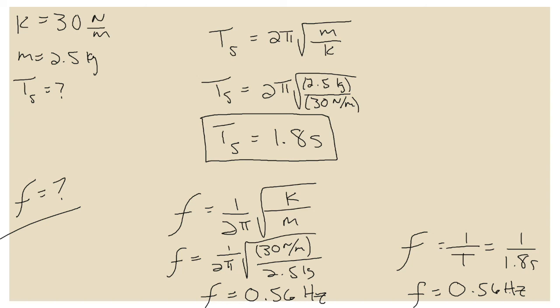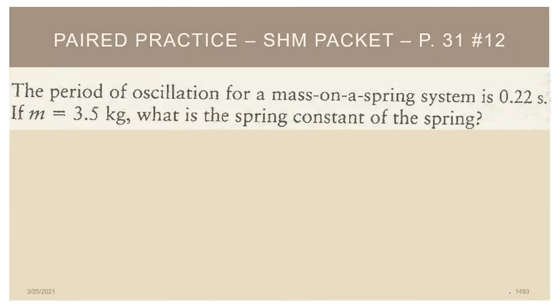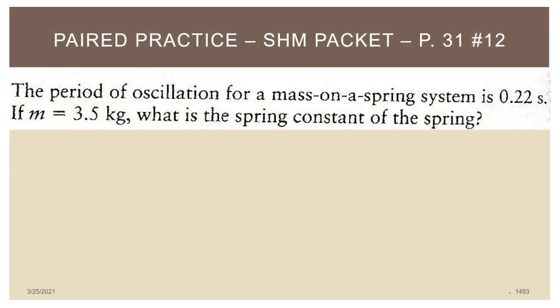It's very important to remember that all of these things are connected. Take a second to pause this video here and write that down. And when you hit play, we'll take a look at one more example before we go. All right, I think this stuff is really important, especially for the AP test, so I just really want to make sure that you can do this stuff on your own. Here's an example of a problem. It says the period of oscillation for a mass on a spring system is 0.22 seconds. And it says if the mass is 3.5 kilograms, what is the spring constant of the spring?